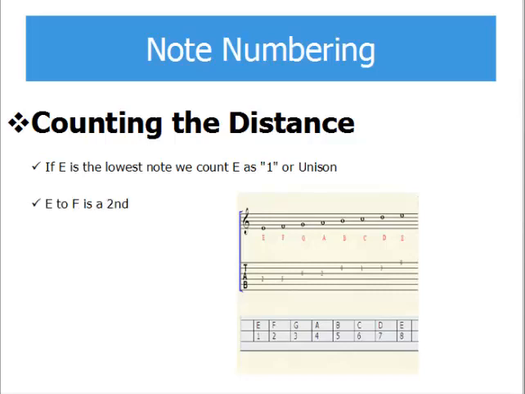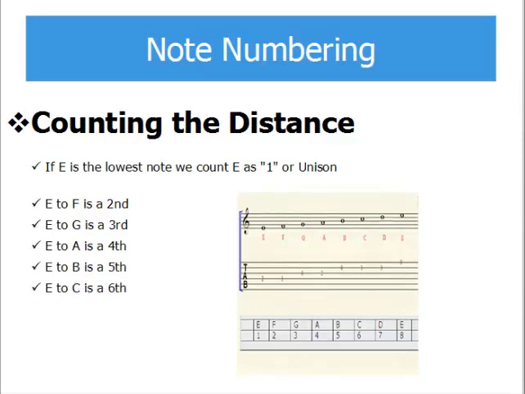Now, E to F would be a second. Number 2 is lined up below F on the bottom section there. And G has a 3, so E to G is a 3rd, E to A is a 4th, E to B is a 5th, E to C is a 6th, E to D is a 7th, and E to E, notice at the end there, E has an 8 under it, octave. That E to E is what's called an octave. 8 steps, and you always count the first note as the first step. So 1, 2, 3, 4, 5, 6, 7, 8.